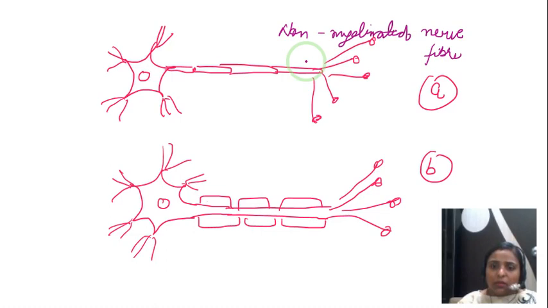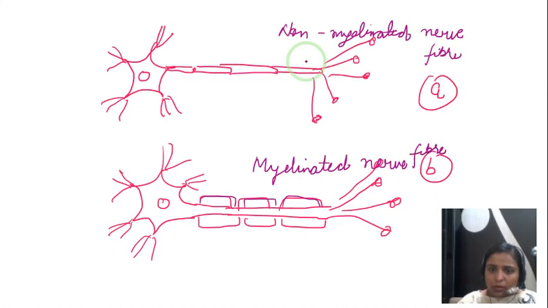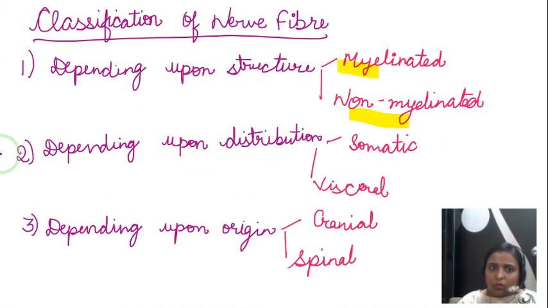And if we see in structure B, we have the myelin sheath here. This one is your myelin sheath, which is on the axon. So if the myelin sheath is present on the neuron, then the neuron will be called your myelinated nerve fiber. Simple, right? This classification is clear, which is depending upon the structure. Clear? So now depending upon the distribution, the second classification, it is somatic and visceral.